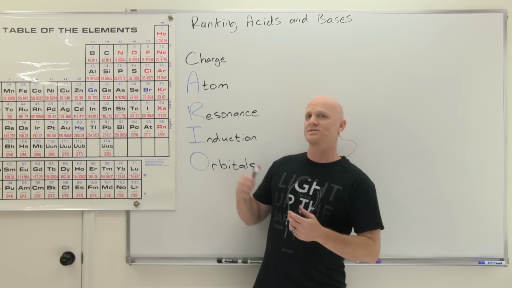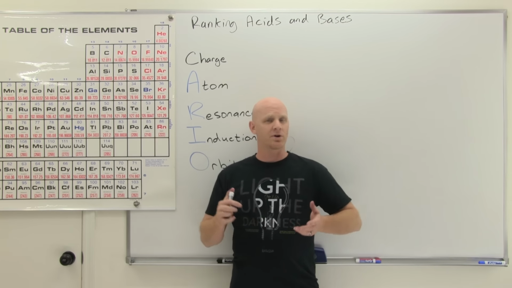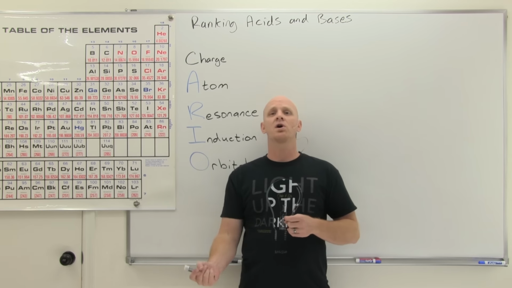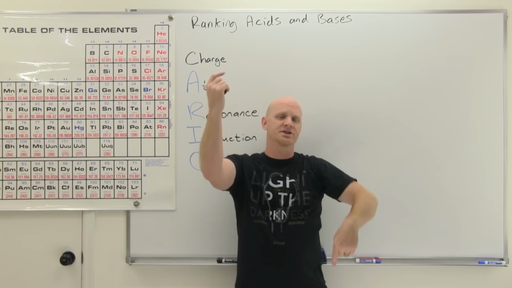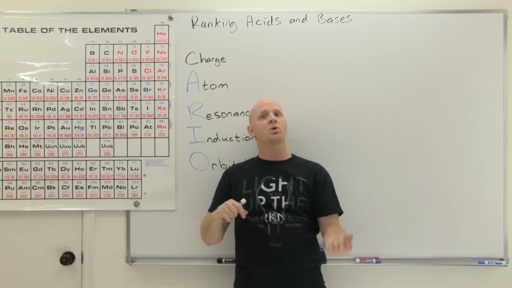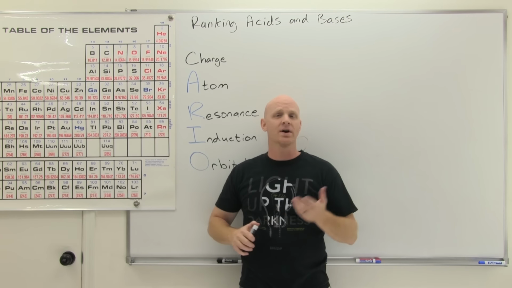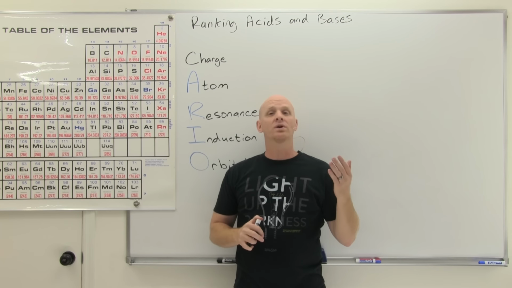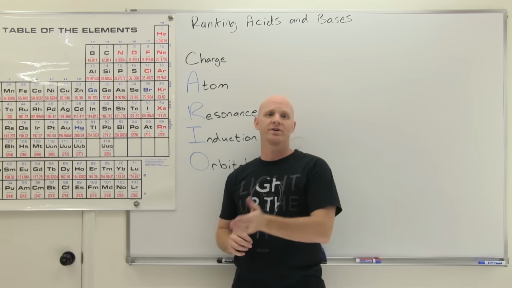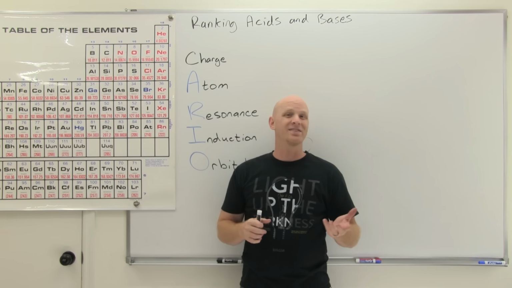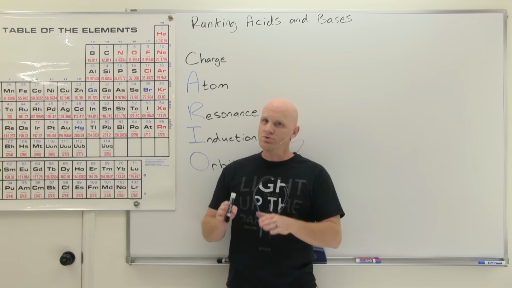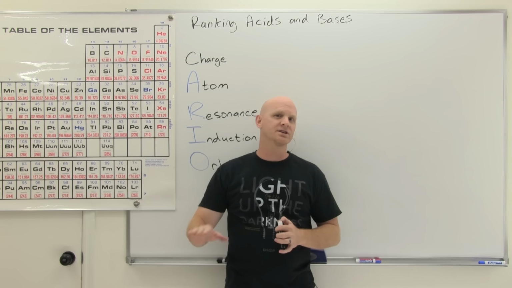So ranking acids and bases, and I just want to start off with a little reminder from our introduction in the last lesson that the stronger an acid, the weaker its conjugate base, and vice versa. So if you have a stronger conjugate base, you're going to have a weaker acid associated with that. And so the next part of that is going to be that a more stable base is a weaker base. And then a more stable base is usually going to mean lower energy electrons on the base.